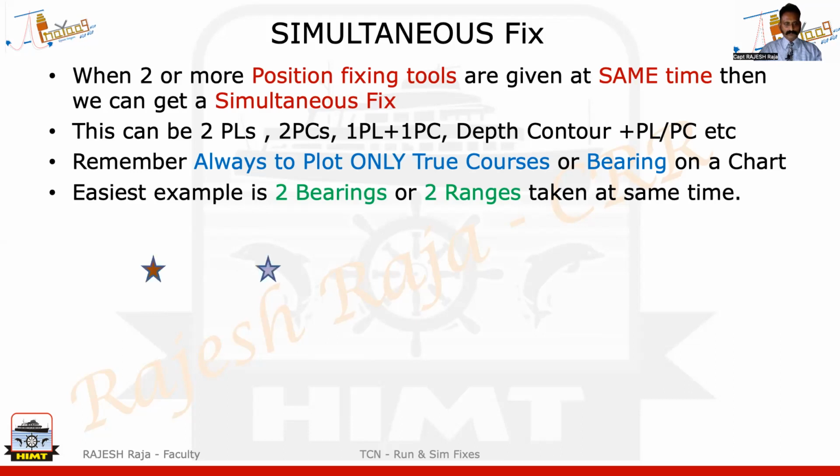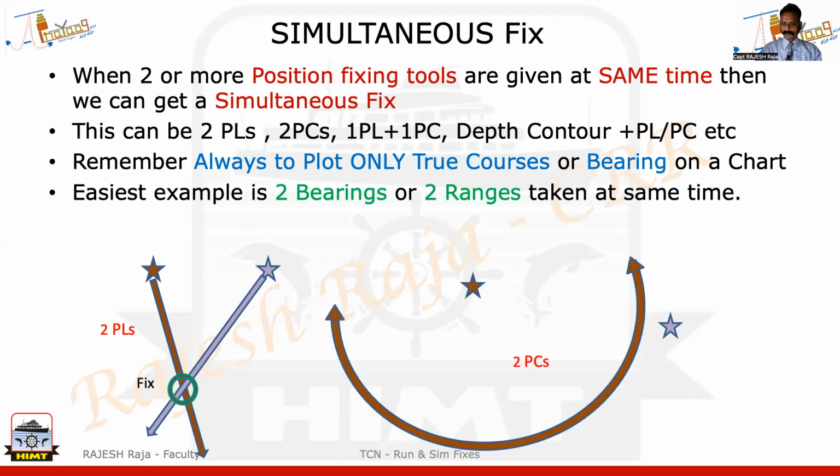So let us say I have two lighthouses. I have one bearing from this brown, and then the other one is your violet color. So if both of them are taken at the same time, the point of intersection is called a fix. Then let us quickly see two ranges. And again, I got a fix.